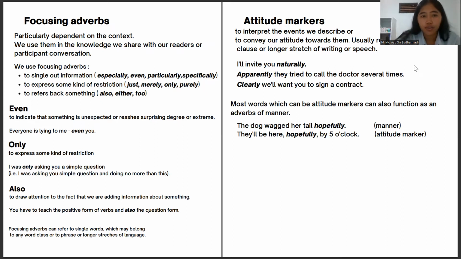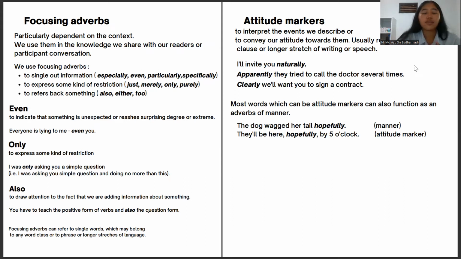First is even. This is used to indicate that something is unexpected or reaches a surprising degree or extreme. For example, everyone is lying to me, even you. And the second, only. This is used to express some kind of restriction. For example, I was only asking you a simple question. Only here explains, I was asking you a simple question and doing no more than this.